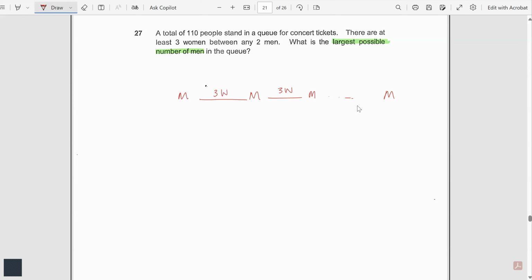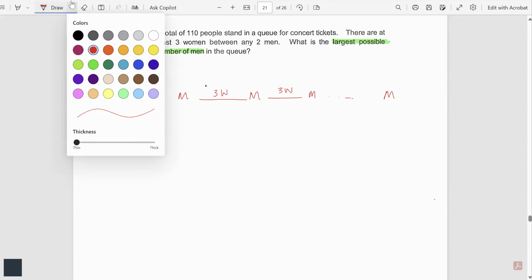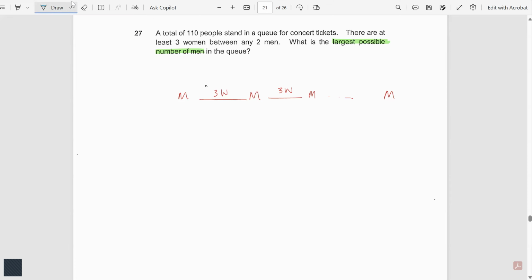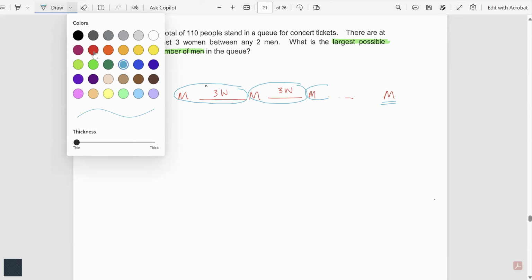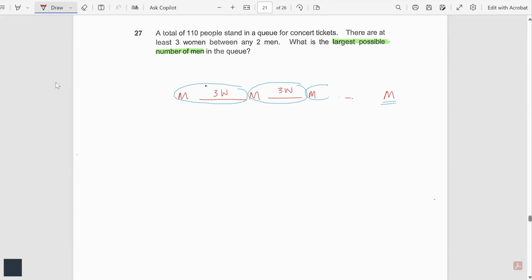So firstly, I'm going to group them up. So one group will look like that. And then so on. Okay, and then group. But the last person will not be in a group. The last man, not in a group. So let's take away that last person first. 110 minus 1, the last man, we get 109.